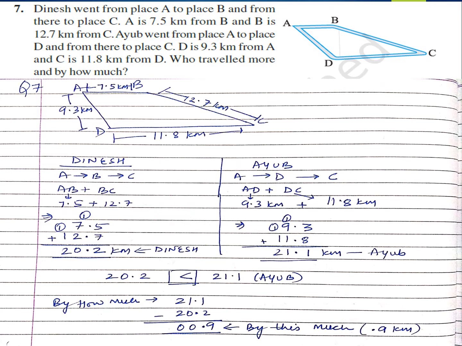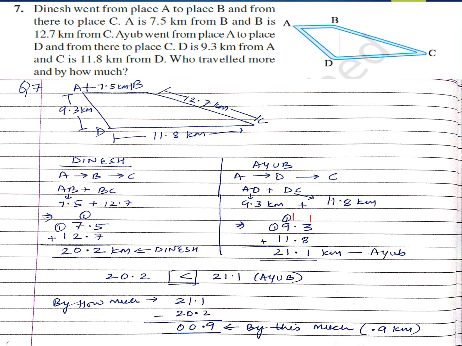Similarly, Ayub traveled A to D, D to C, that is AD plus DC. Simple. Add these values, 9.3 plus 11.8. Simply the same thing: tenths in line, decimal in line, ones in line, and tens in line. Okay. This was tens. I forgot to say it. I accidentally said it as hundreds. It is tens only. So again repeating: this was tenths, this is ones, this is tens. After placing them like this, we can add them easily.